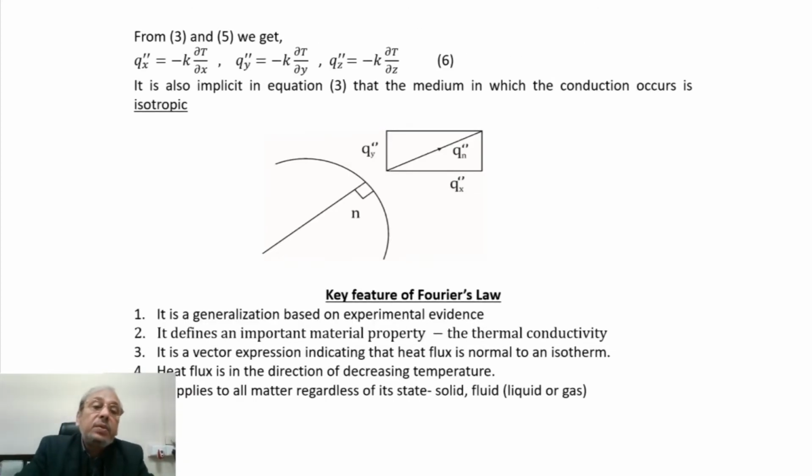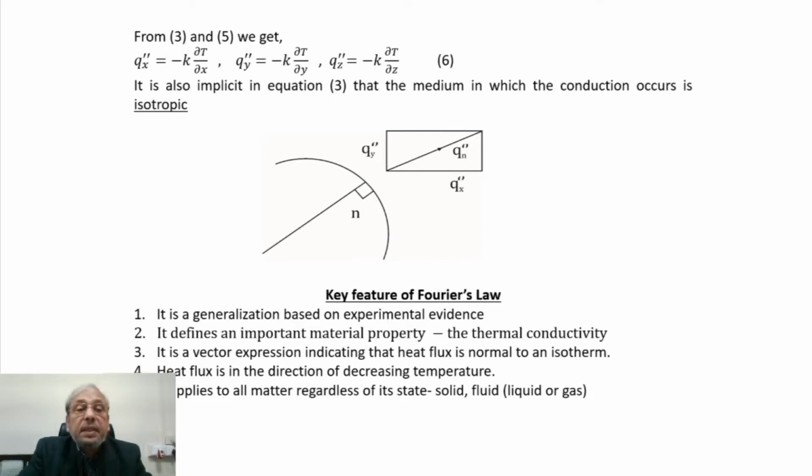Exactly, that's what we have written from equations 3 and 5. Qx double prime is minus K dT/dx, heat flux in x direction. Qy double prime is minus K dT/dy, heat flux in y direction. Qz double prime is equal to minus K ∂T/∂z, heat flux in z direction.